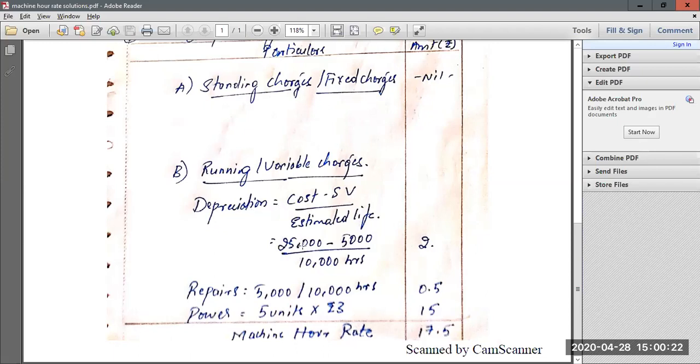So cost of the machinery is 25,000, scrap value is 5,000. 25,000 minus 5,000 divided by the effective working life of the machinery, that is 10,000 hours, will give you the cost of depreciation per hour, which is 2.